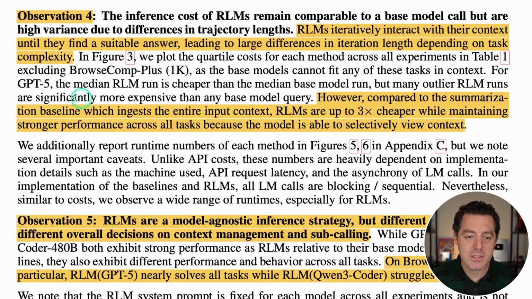However, compared to the summarization baseline, which ingests the entire input context, RLMs are up to 3 times cheaper while maintaining stronger performance across all tasks because the model is able to selectively view context.